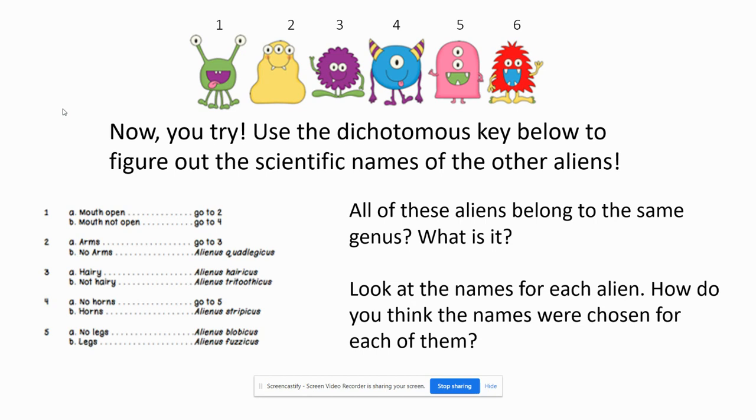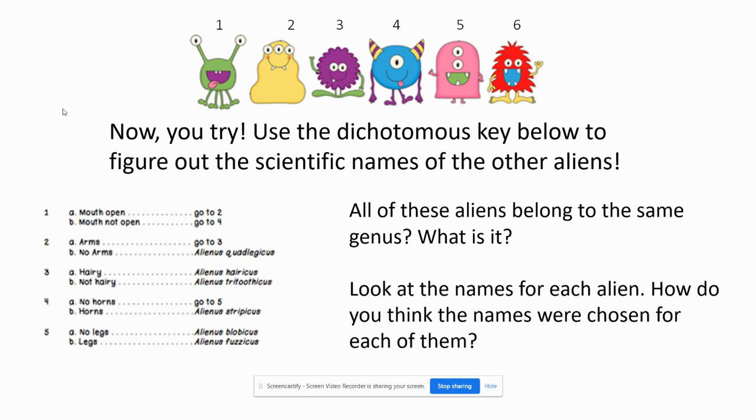So now, once again, on the left, look at all the different names for each alien. How do you think that the names for these organisms were chosen? So remember, we said that it could be based off of a location that the organisms were found. It could be based off of a physical characteristic. It could be based off of the scientists who discovered them. But in this case, they are definitely being named after their physical characteristics.